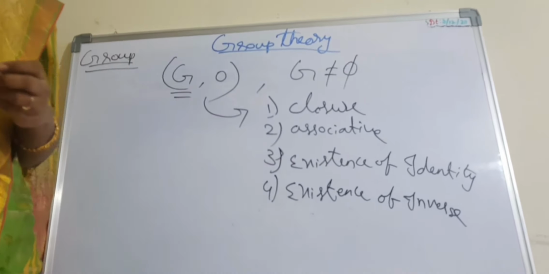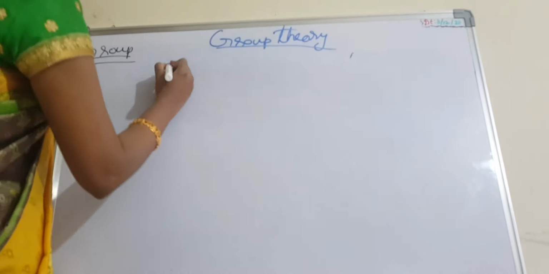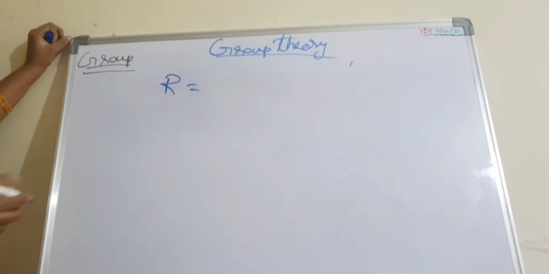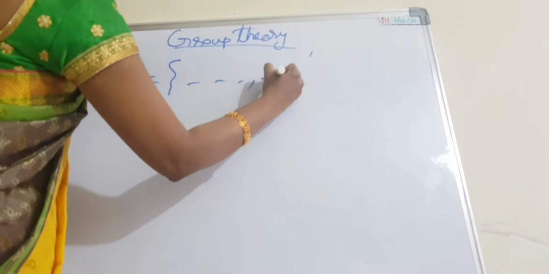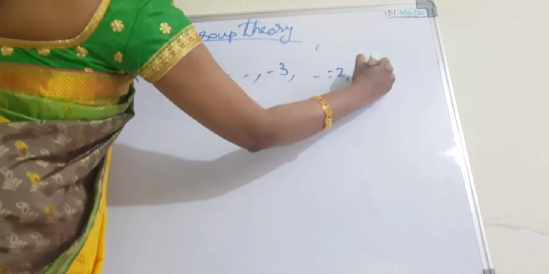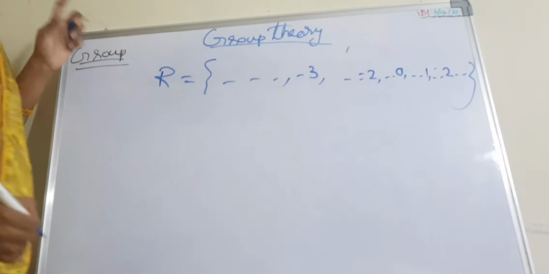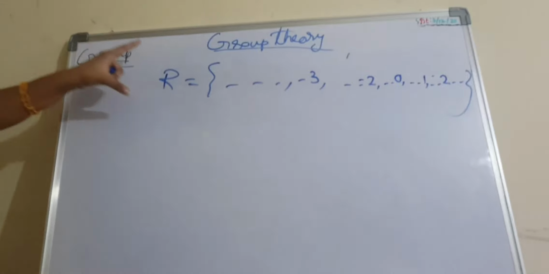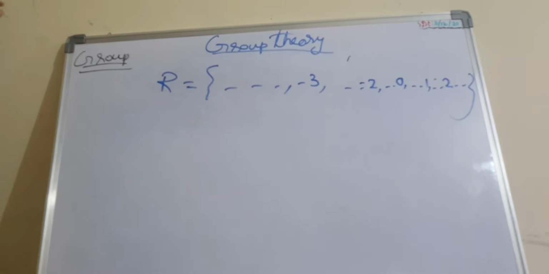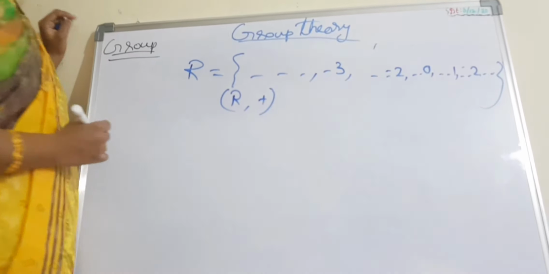Now we'll see one example and you can understand easily. I am taking the example of real numbers. Real numbers means all points, all numbers, including -2, -1, 0, 1, 2. Real number is a very big set. We will see whether R plus is a group or not.